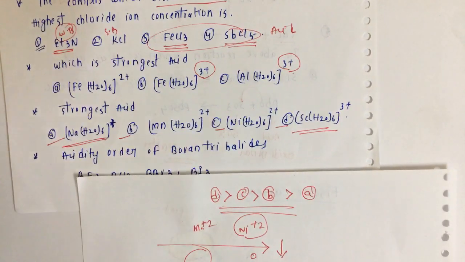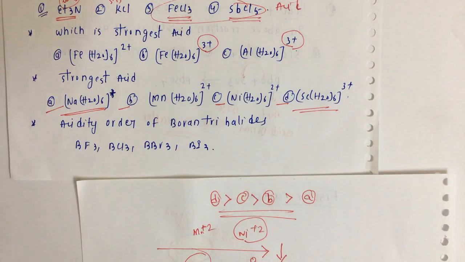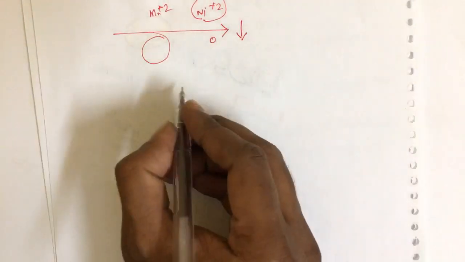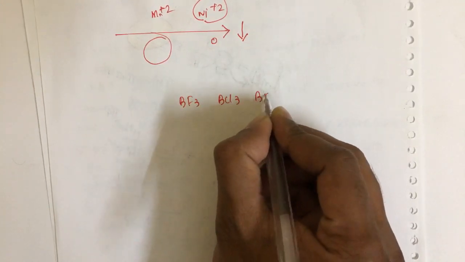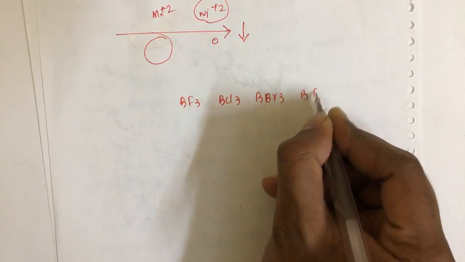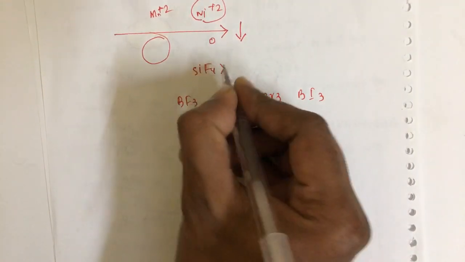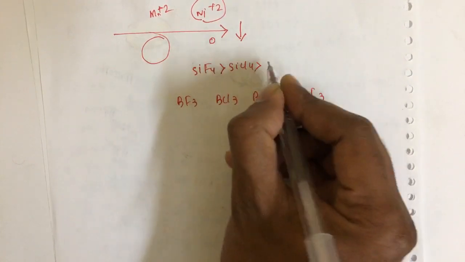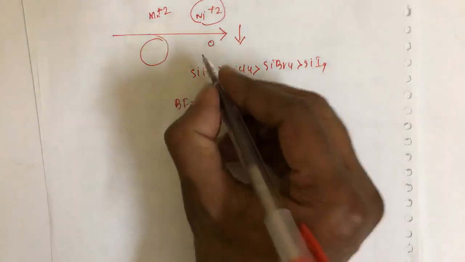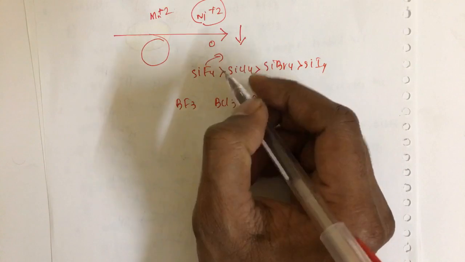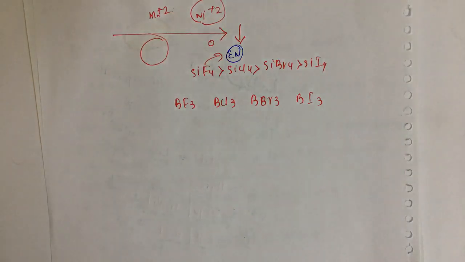Then we have the acidity order of boron trihalides. This is one of the important questions. So we have BF3, BCl3, BBr3 and BI3. We have discussed one question, SiF4 is more Lewis acidic than SiCl4, SiBr4 and SiI4. Here we could say this is more Lewis acidic because of the electronegativity, but here we have to see the orbital overlapping.